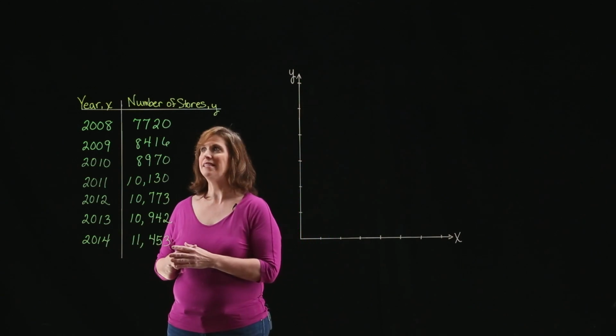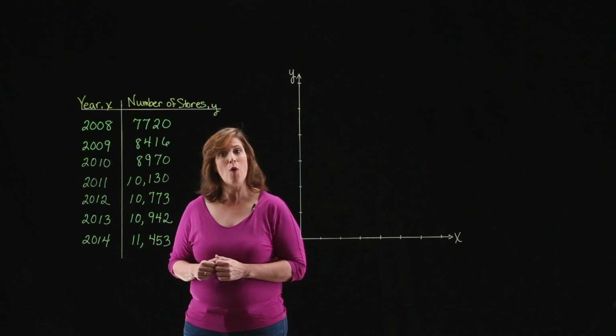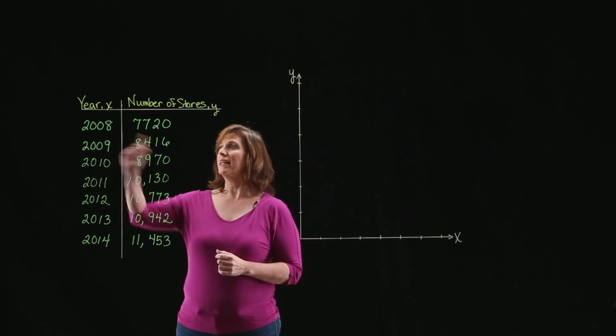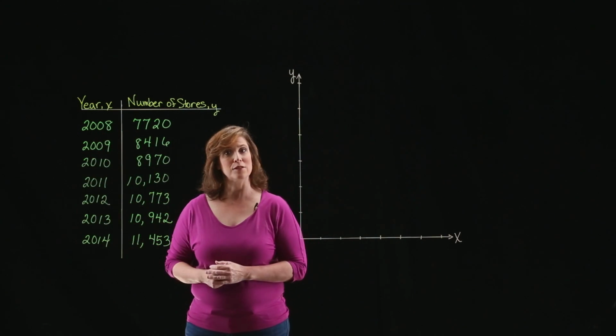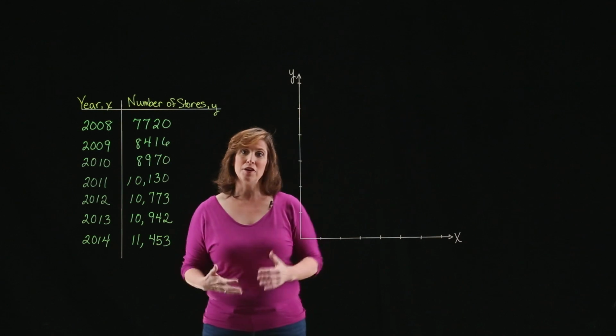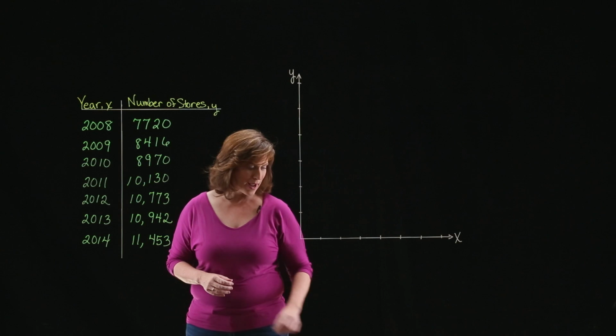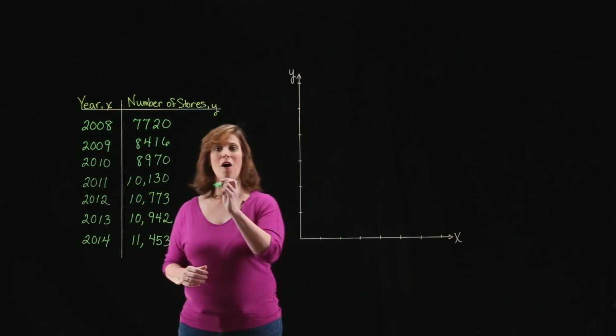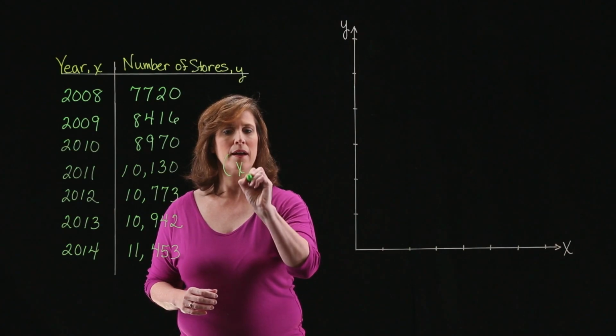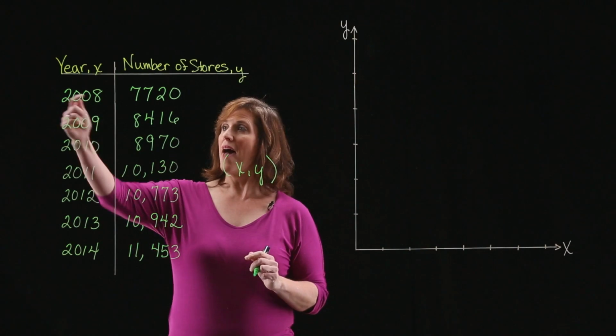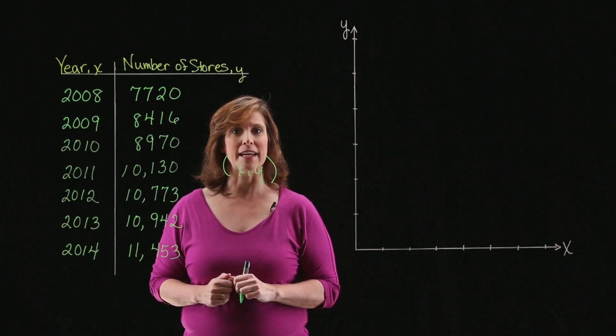In this problem, we're asked to make a scatter plot for the data that's included here. What we have is data that describes the number of Walmart stores in the year 2008 through 2014. So to create a scatter plot, I basically want to convert all of this data into ordered pairs. The ordered pairs will all have the form XY, and they will correspond to the given data.